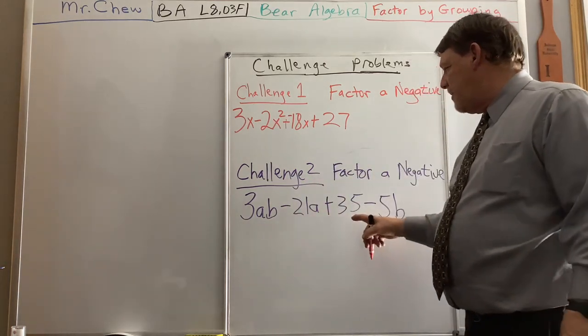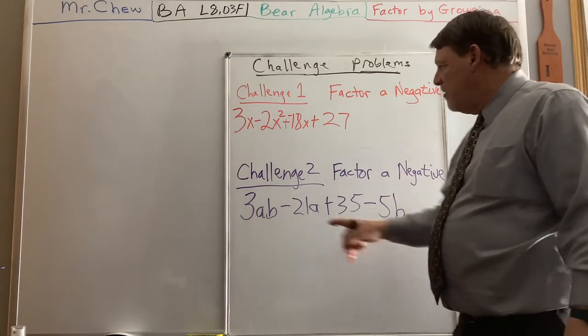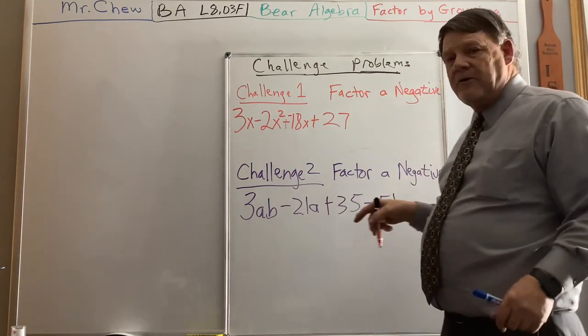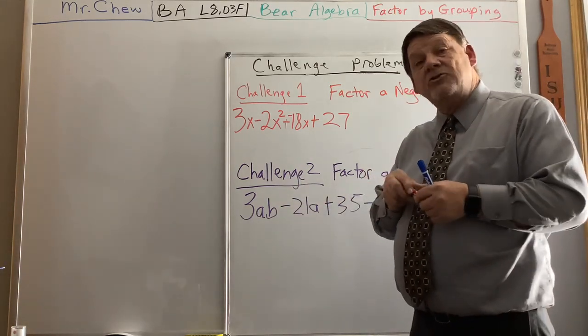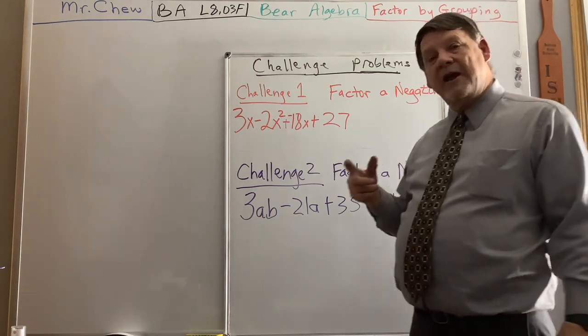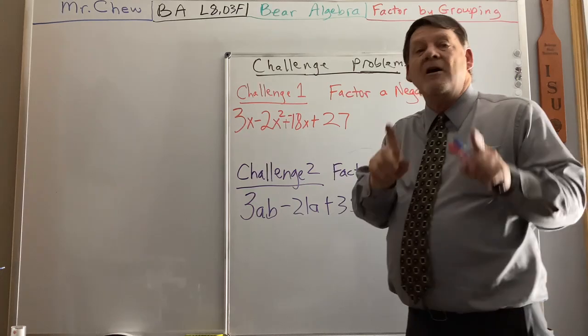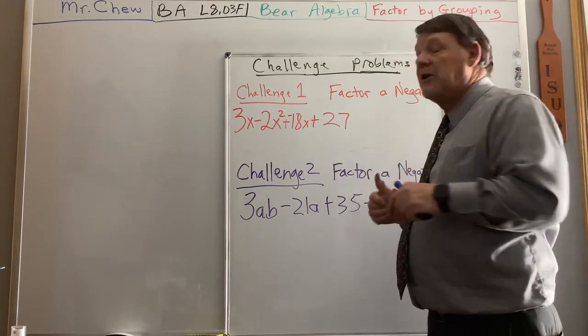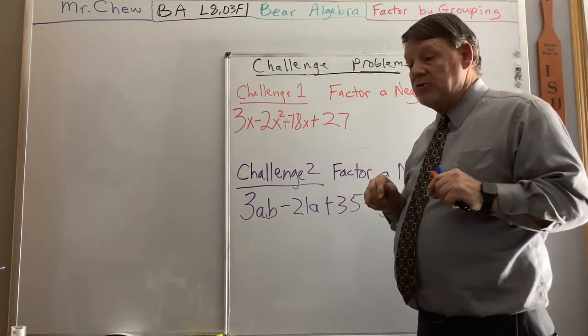And then we got challenge 2, factor out a negative. 3ab minus 21a plus 35 minus 5b. Remember, you group the first 2, group the second 2, and then factor out a GCF. And then you're going to have to change that second one to a negative to get the same amount. You don't always have to do that, but in these types of problems, I wanted to show you some examples with those in it.